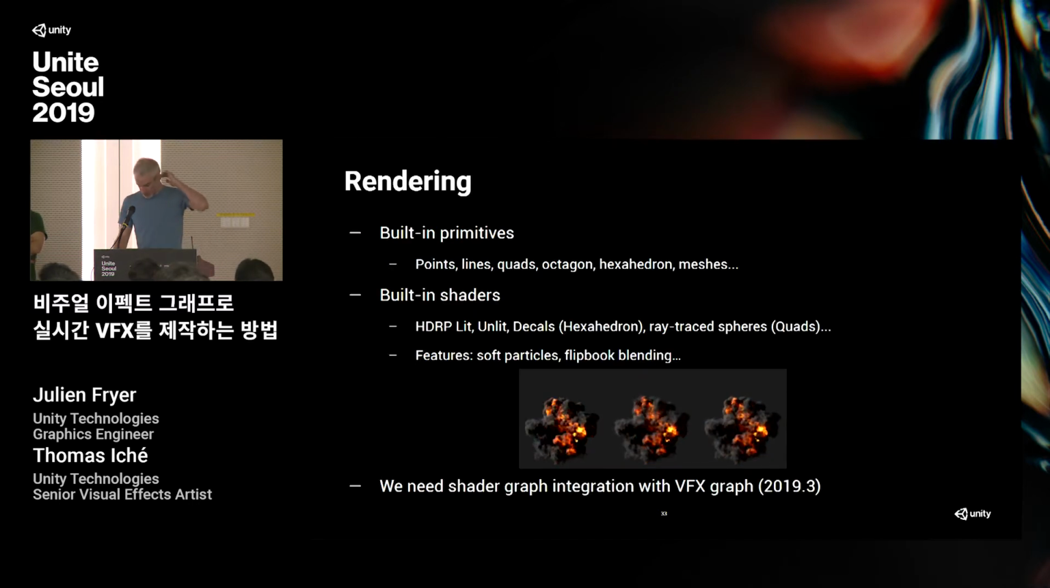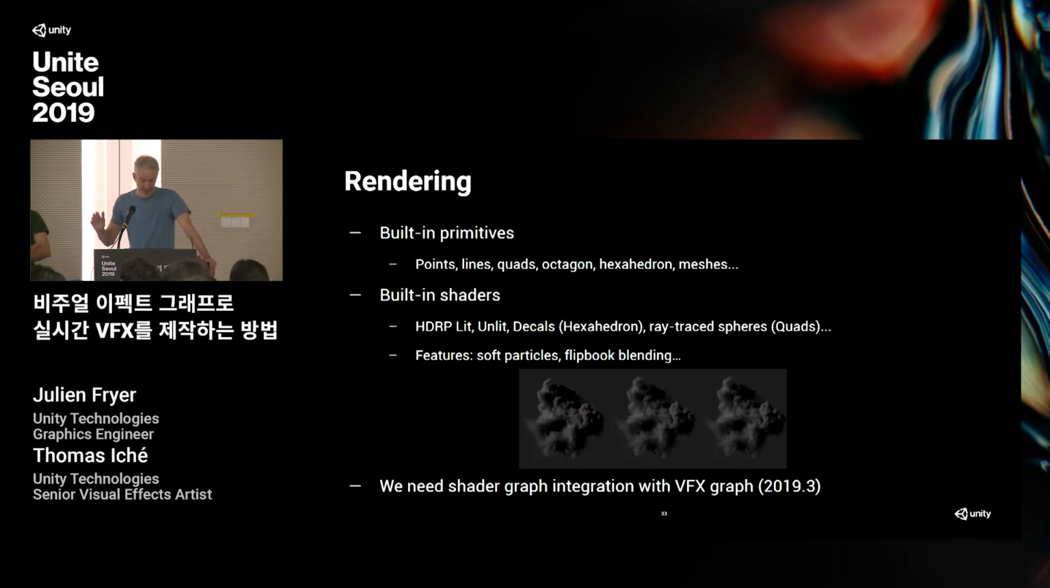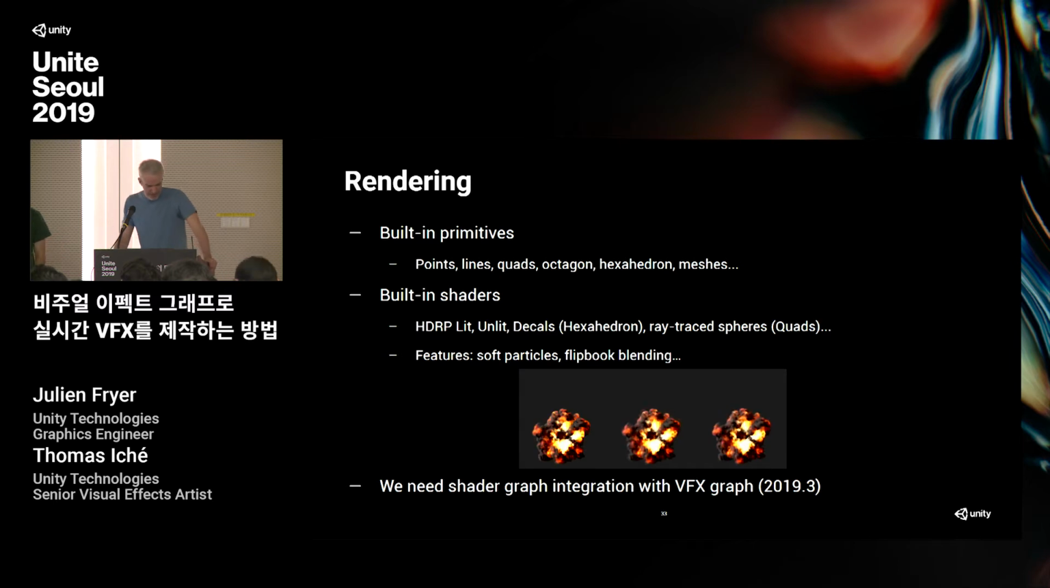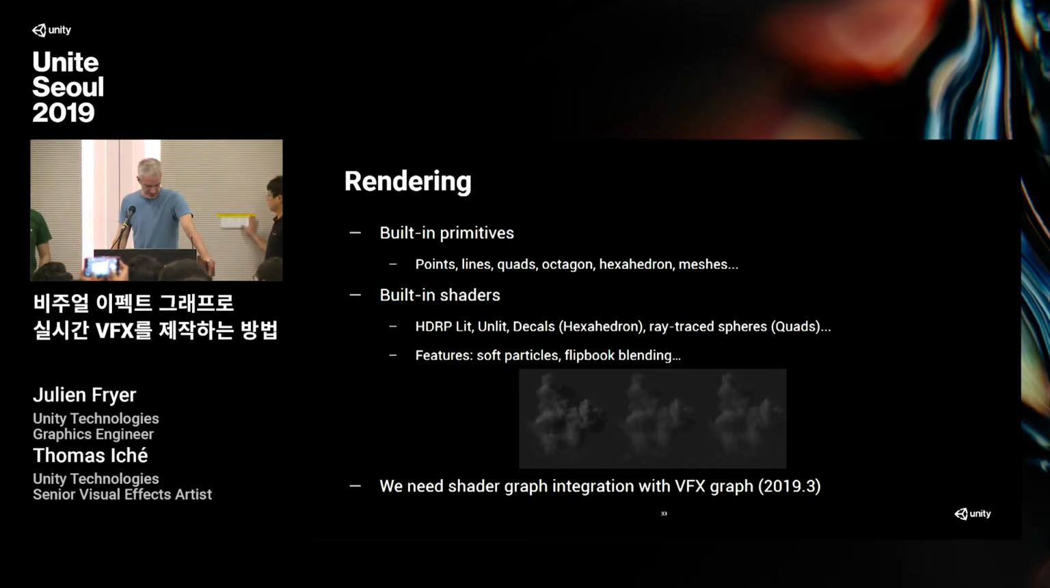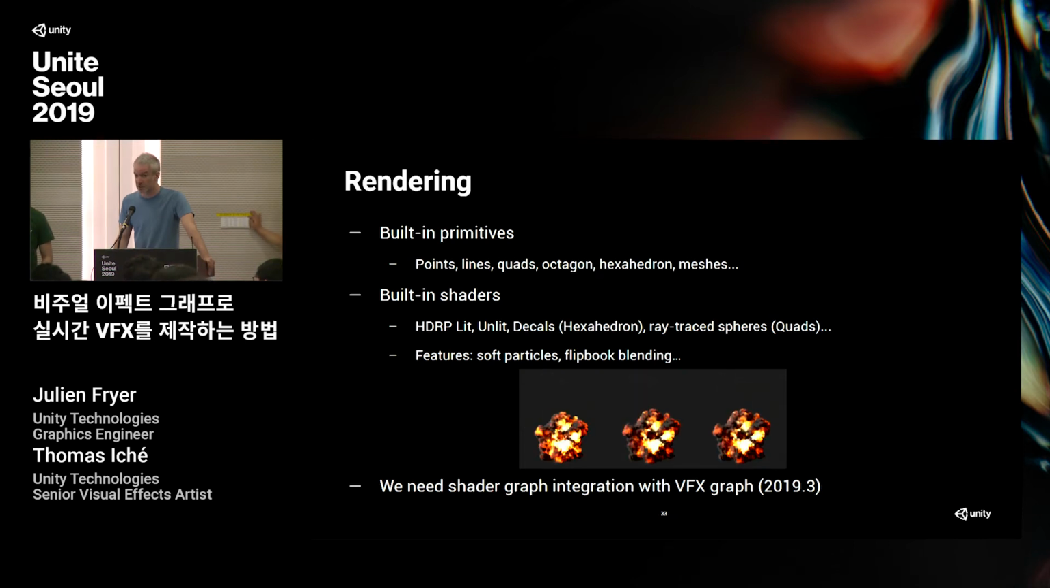A word on rendering. We have a bunch of built-in primitives to give shape to your particles: points, lines, quads, meshes, etc. We also have some built-in shaders. So we have unlit particles, we have HDRP lit particles, so that works with the HDRP pipeline. We have decals, we have ray-traced spheres and stuff like that. We also implemented the most commonly used features in VFX, like soft particles and flipbook blending.